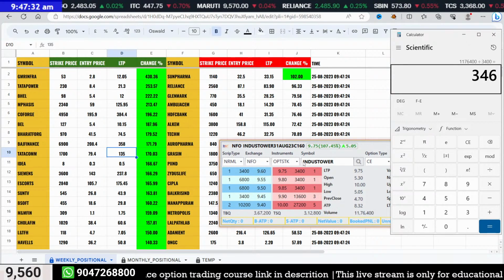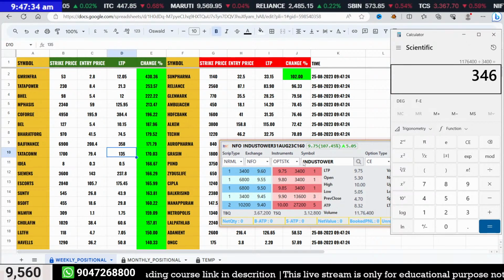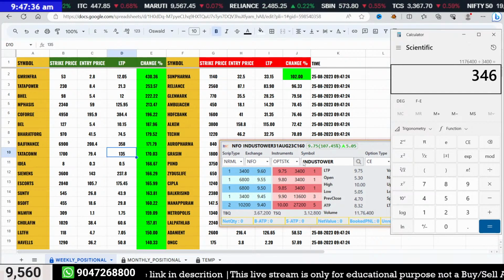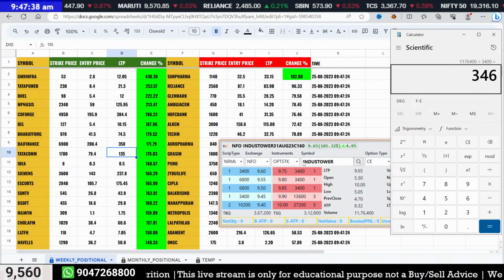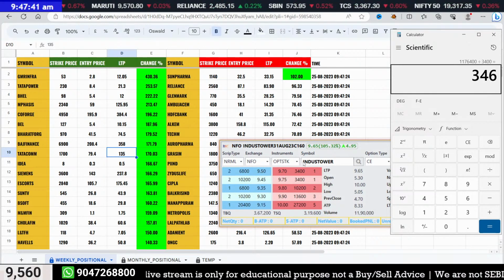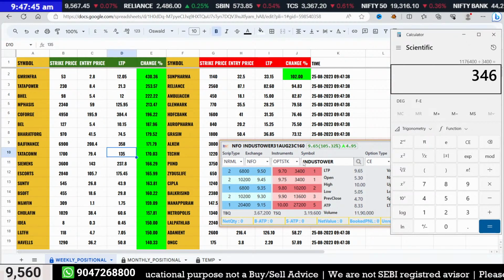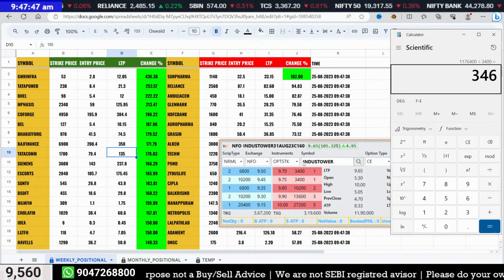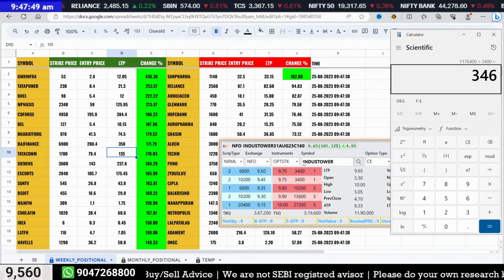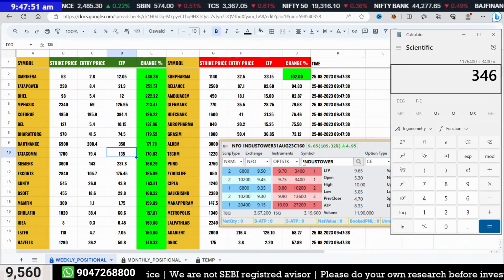So we have a lot of volume happening on Indus Tower. That's why I planned for Indus Tower, not for Sun Pharma. But even though Sun Pharma gave you 2 rupees, 1 rupee higher from our entry, we are not focusing on it. So liquidity is the main key while we are playing with option trades.